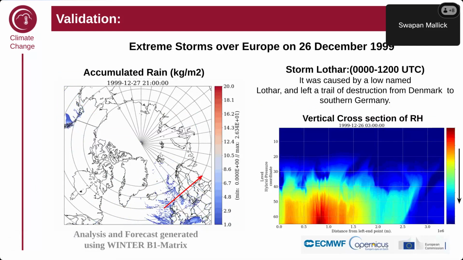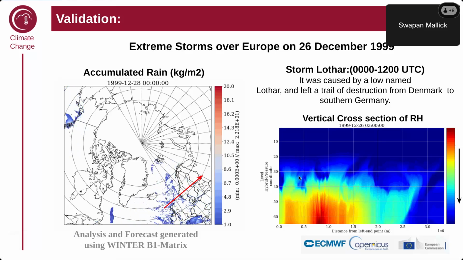here I use the B1 matrix for the 3-hour forecast. B1, which is the winter B matrix. And we can see that the storm is captured well with the B matrix at 3 kilometer resolution.